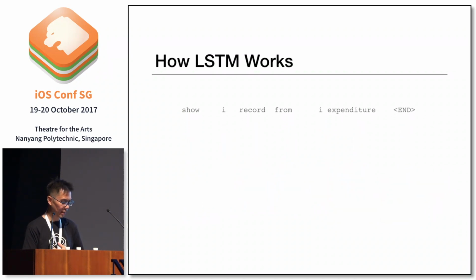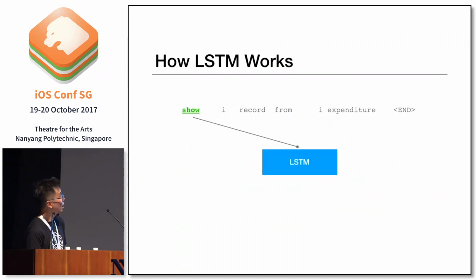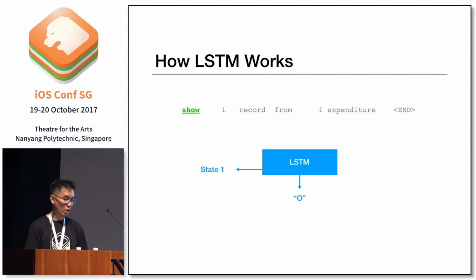So let's take a look at how the LSTM actually operates now. The first word, show, gets sent into the LSTM, and the LSTM is expected to spit out O. Obviously, during training, we hold the input and the output steady, but we adjust the weights inside the LSTM. What's important here is the thing on the left, this state. This state is spit out by our LSTM, and then it will be used as an input to our next step, because this will form the memory of our LSTM.